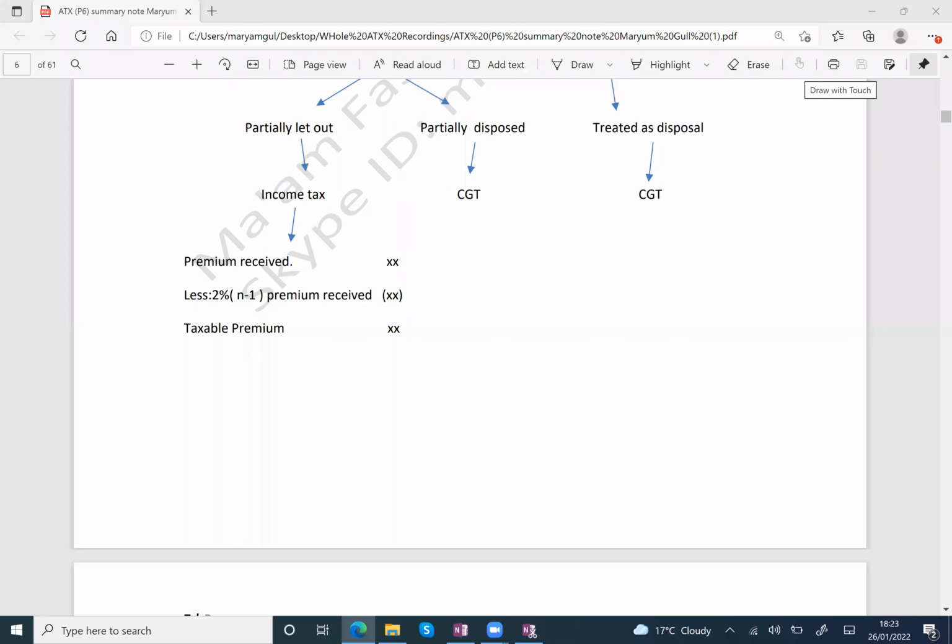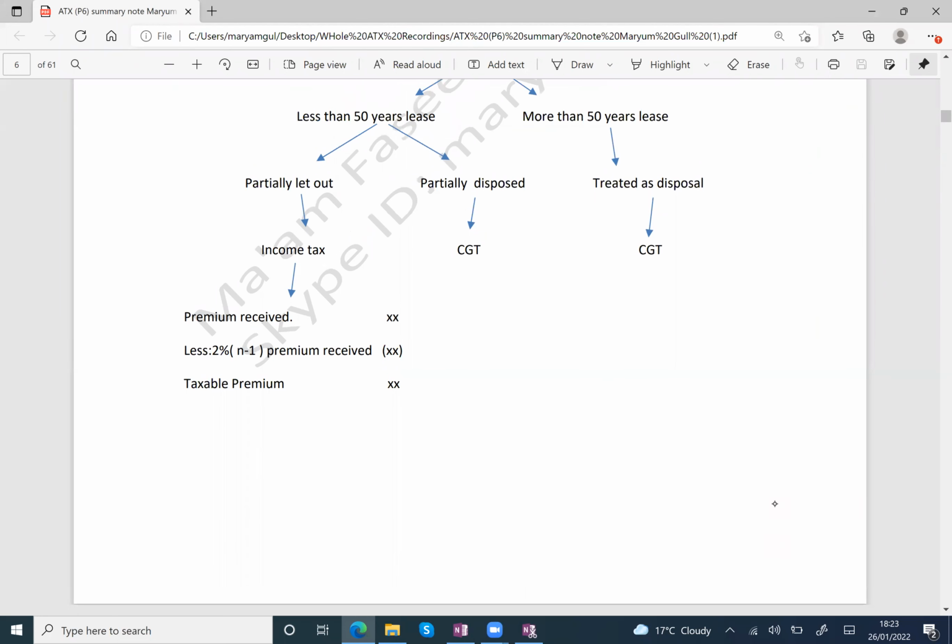Okay. So the part where you consider the property as let out, partially you are considering the property as let out.